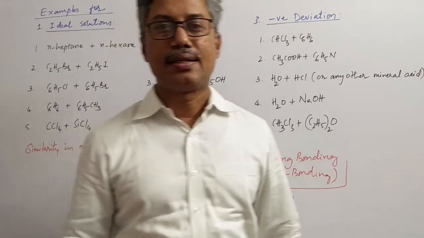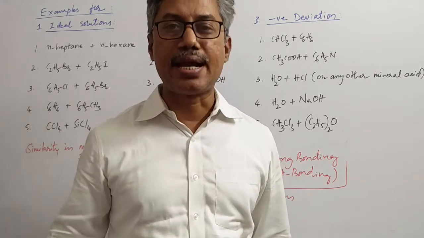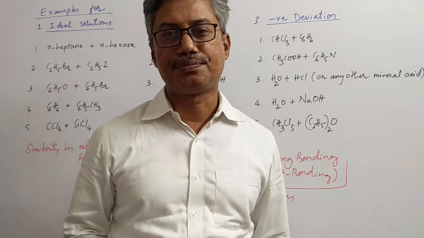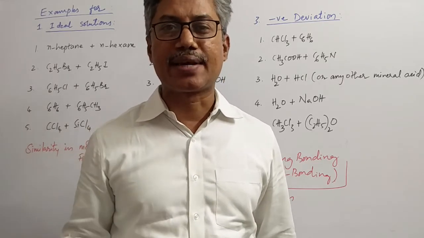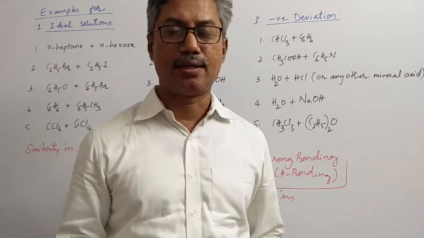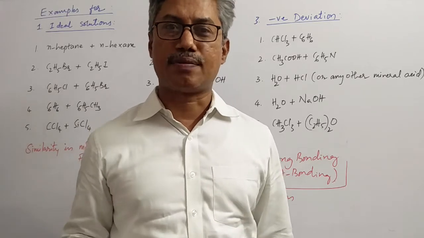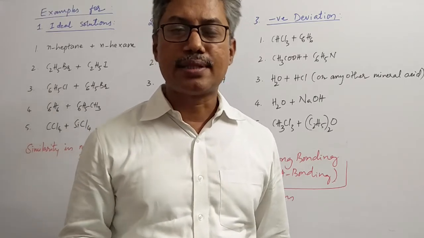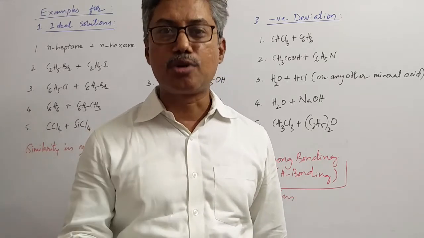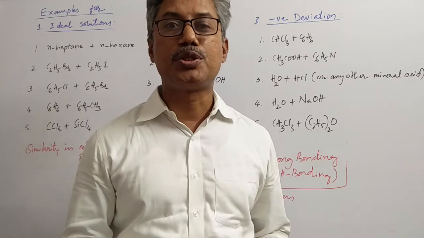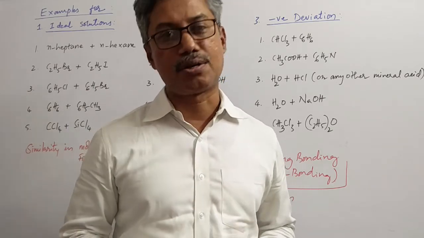Hello students. In the last class we have seen different types of solutions, that is ideal and non-ideal solutions, and we have discussed the way for classification of solution into ideal and non-ideal. Ideal solutions are those which obey Raoult's law at all concentrations of the solution. If they do not obey, then such solutions we call them as non-ideal solutions. And we know that in non-ideal there are two types of solutions: one which shows negative deviation from the Raoult's law, and the other which shows positive deviation from the Raoult's law.